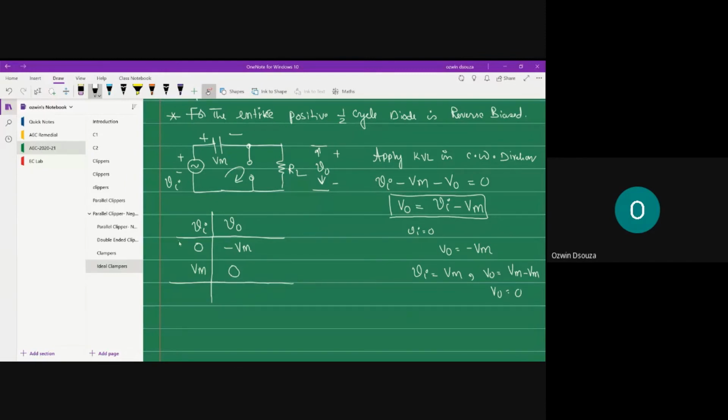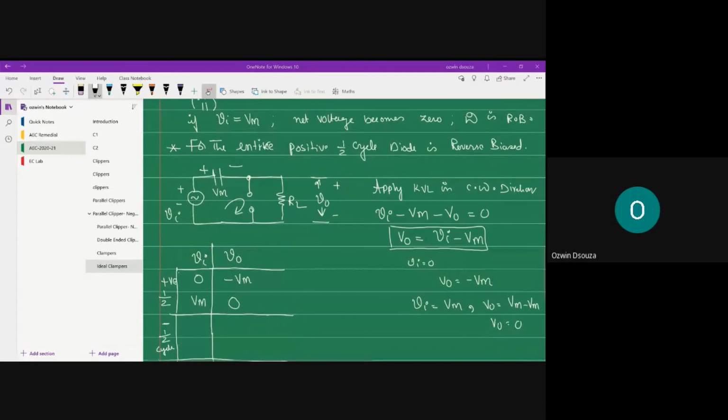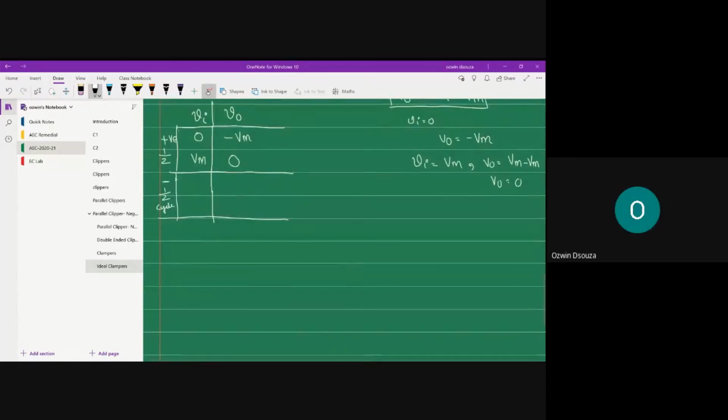So this is for the positive half. And then you are supposed to predict the output for the negative half cycle. Is the positive half cycle analysis clear? Yes, sir. All right. So now let us look at the negative half cycle.